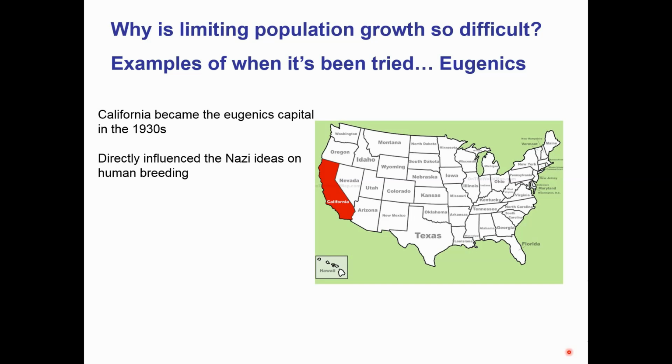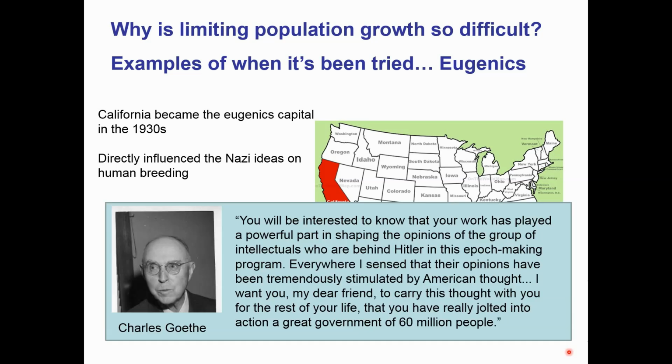Now, the ideas and the eugenics program that started off in California actually directly influenced the Nazi ideas on human breeding. All of what the Nazis were trying to enforce originated in California. And some of the history of this is pretty staggering. So Charles Goethe, who was a big part of the eugenics program in California, actually visited Nazi Germany while Hitler was in power, but before the Second World War, to help them develop their eugenics program.